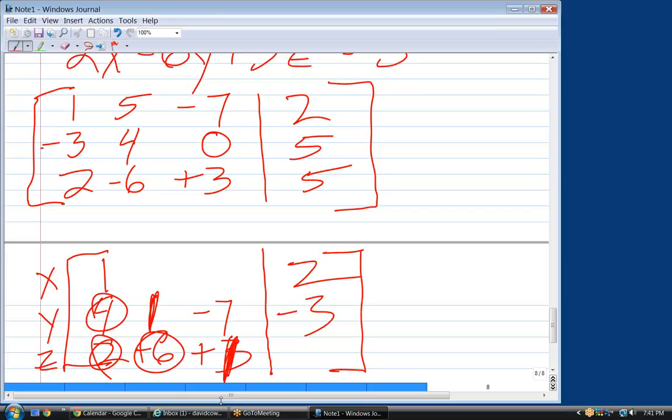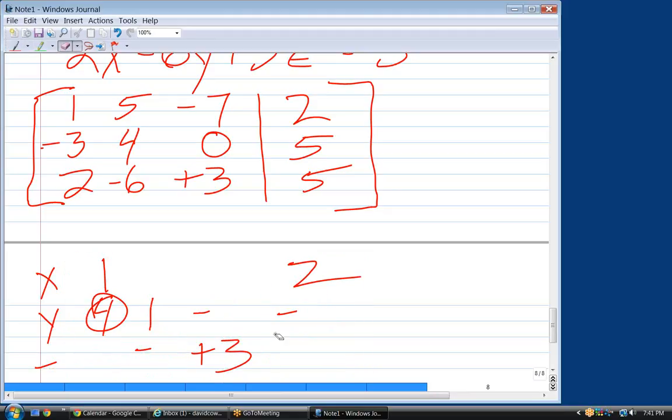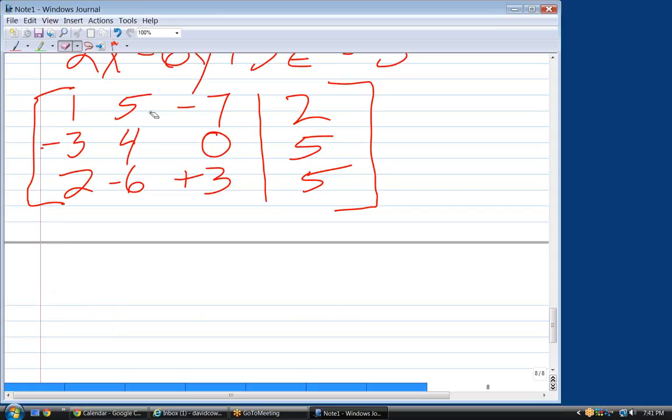relatively straightforward to solve it for x and y. That is quite tricky to do. And like I said, if you're doing it on your calculator in class, then you probably don't ever have to do this manually.